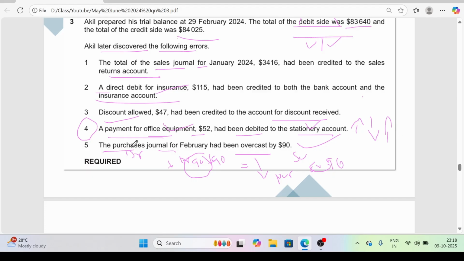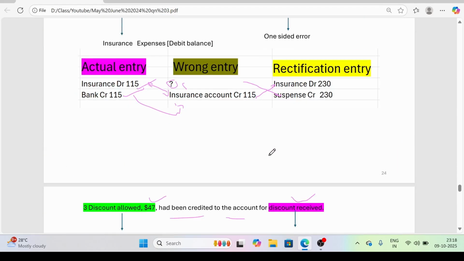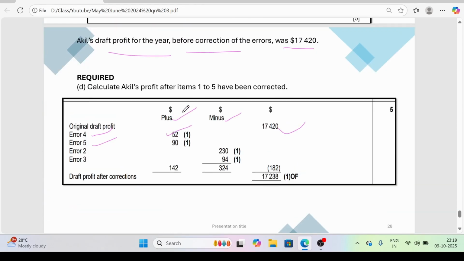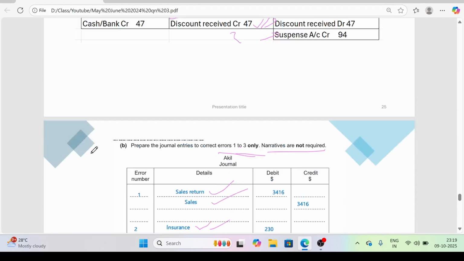Then the purchases journal. Purchases is a trading expense. Here it was overcast. The same way, expenses increase, profit will decrease. To correct that, we have to increase. That's why we are adding both here. See, plus here, also plus. Okay. Then error 2. What is error 2?